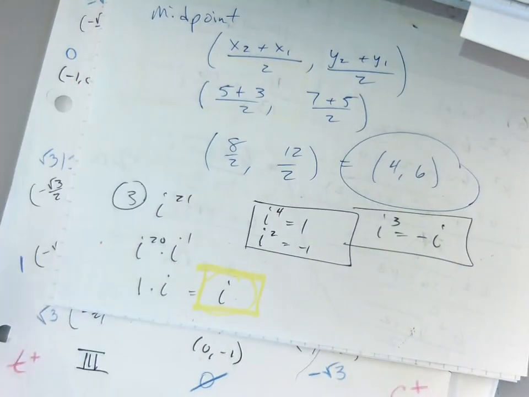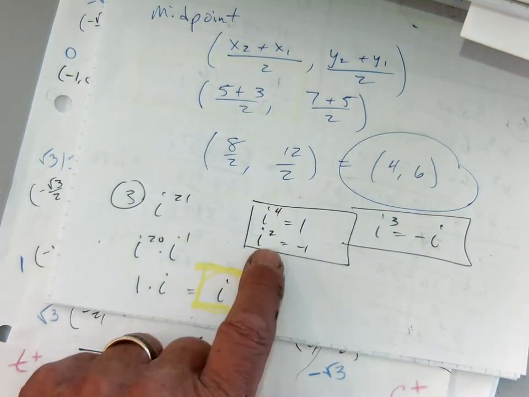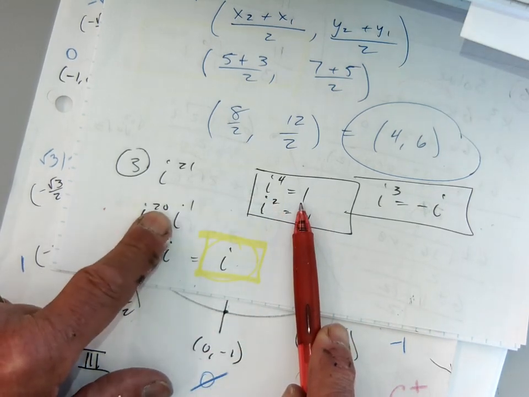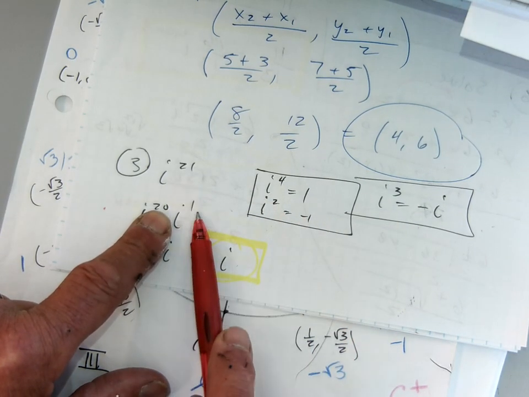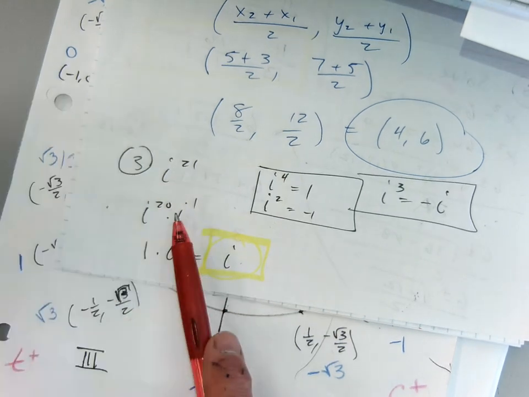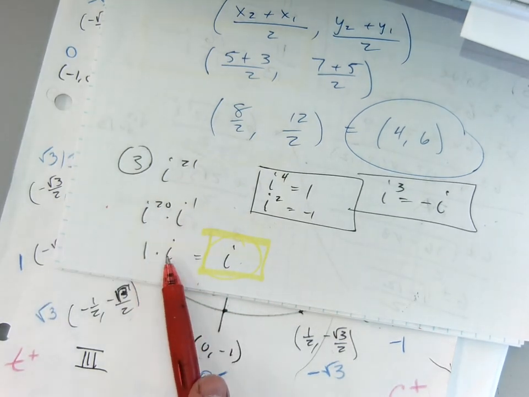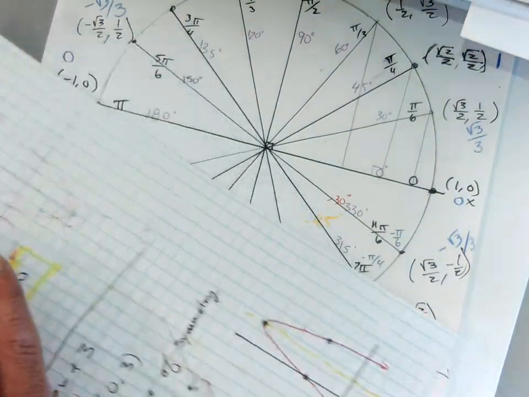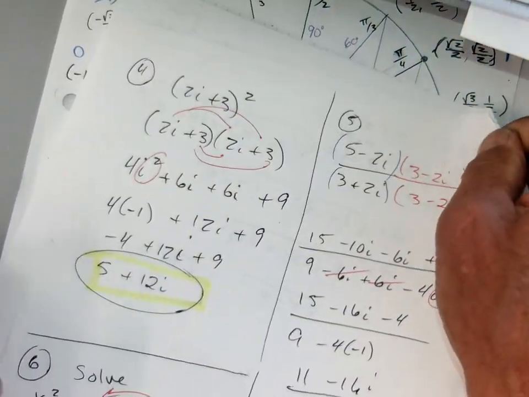Okay, 3, if I want i to the 21, I know that i to the 4 is 1, so I found multiples of 4. So I got i to the 20 times i to the 1 makes i to the 21. i to the 20 is 1, times i is just i. Okay, kind of going kind of fast, but that's okay because you can always slow it down.